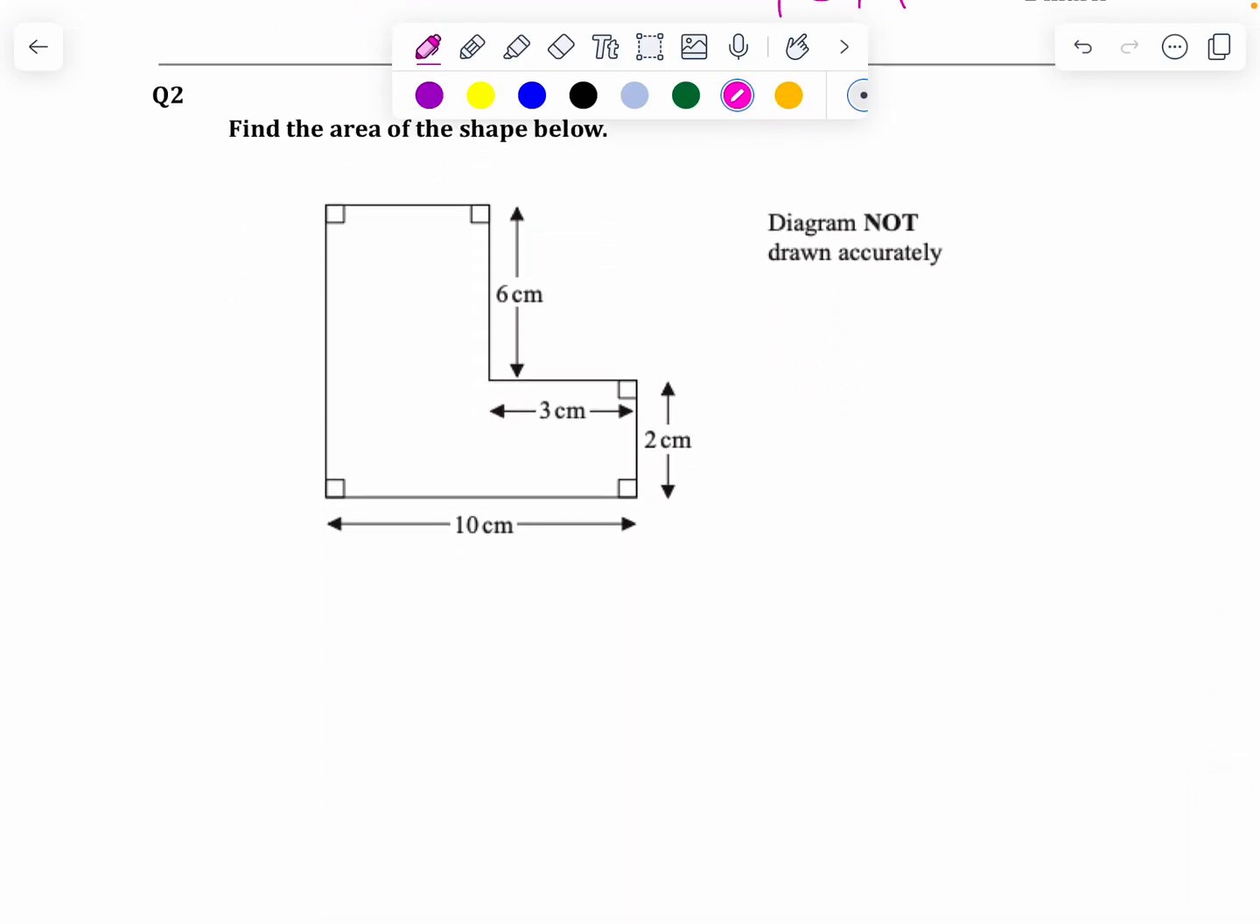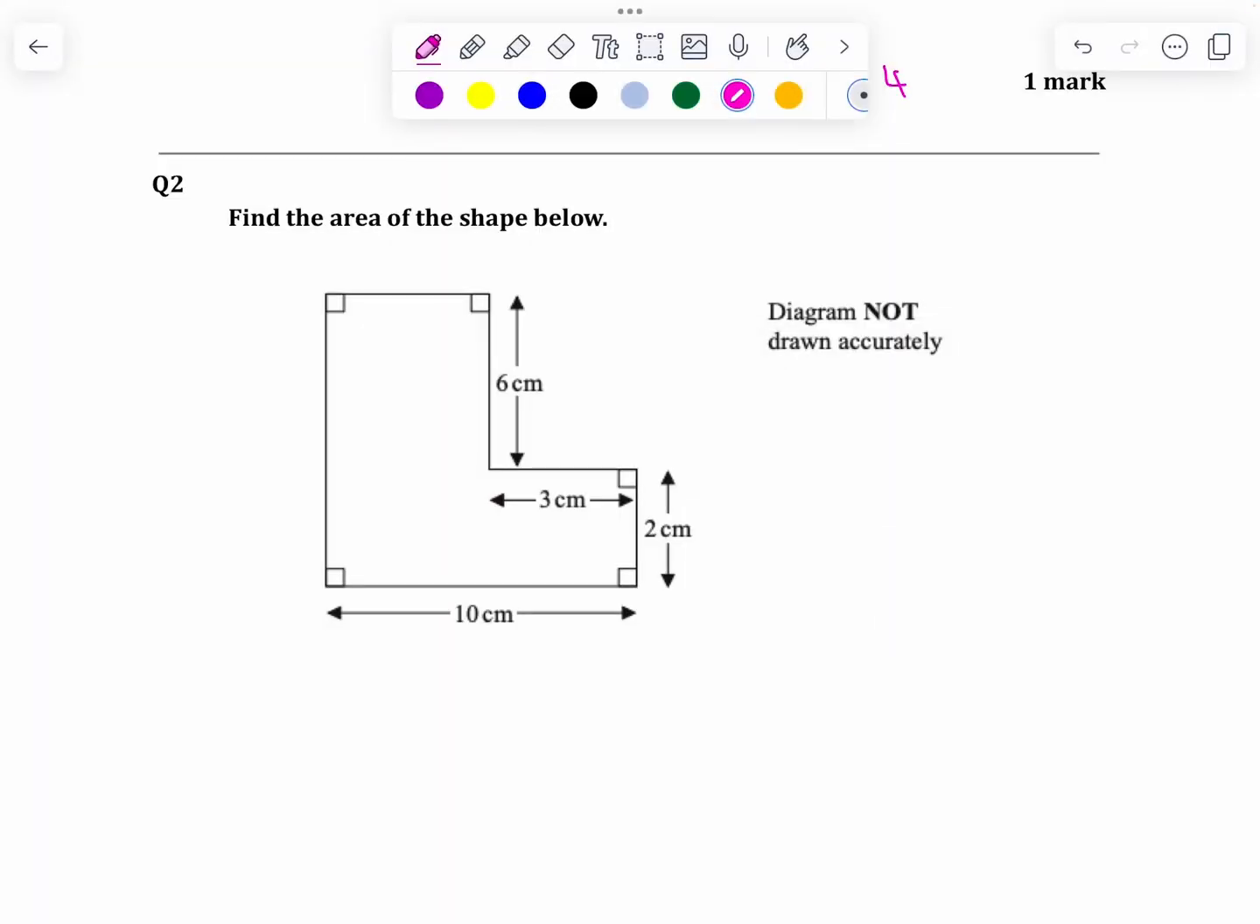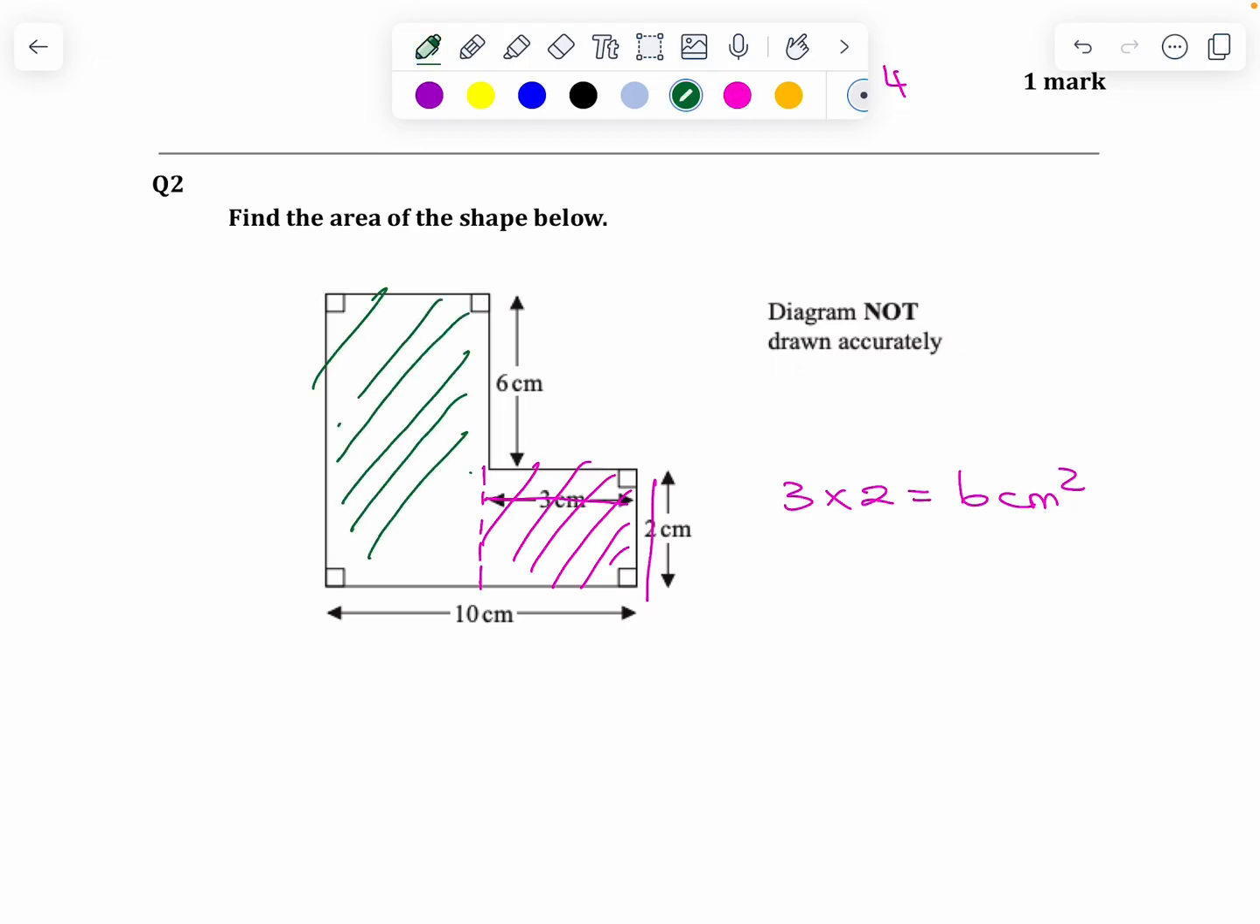Now for finding the area of this shape, we're going to split it up. It's up to you how you split it up, but I'm going to split it up this way. I will find the area of this bit first. So it's 3 times 2, which gives me 6 centimetres squared. And now I need to find the area of this bit here.